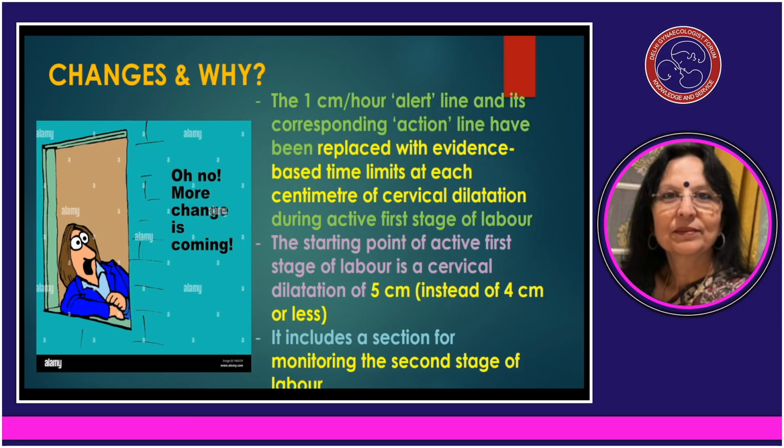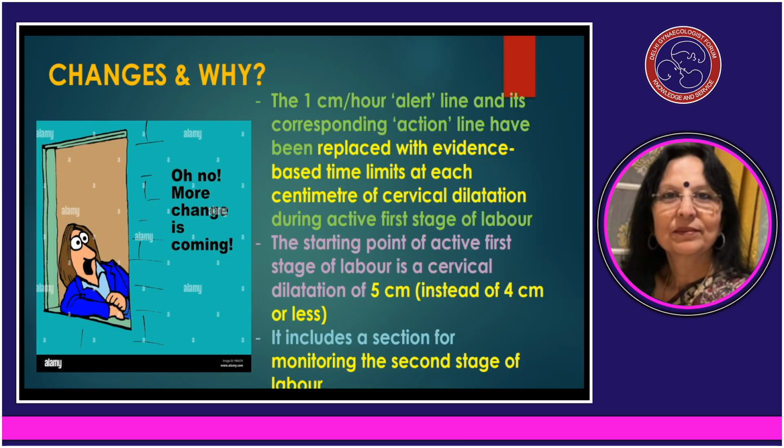So number one, we know that the labor is not going to progress at 1 centimeter per hour. So the alert and the action lines have been removed, and they have been replaced with evidence-based time limits at each centimeter of cervical dilatation. If the patient is at 5 centimeters and 6 hours have passed and the patient has not progressed, it is an alert. Or she's at 6 centimeters and 5 hours have passed, it is an alert.